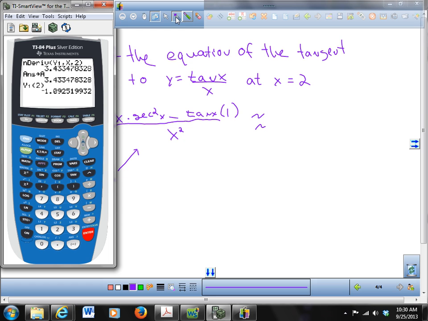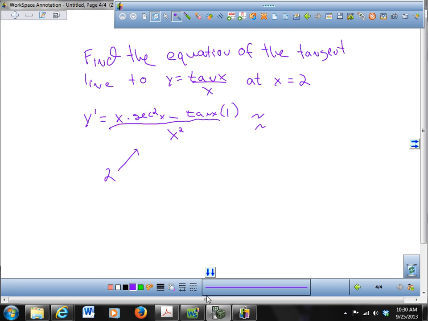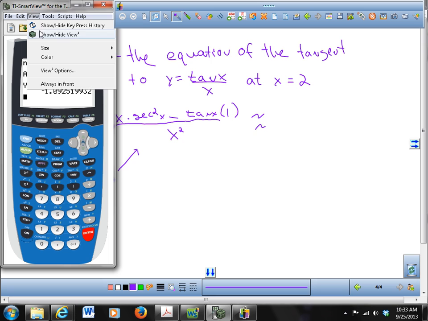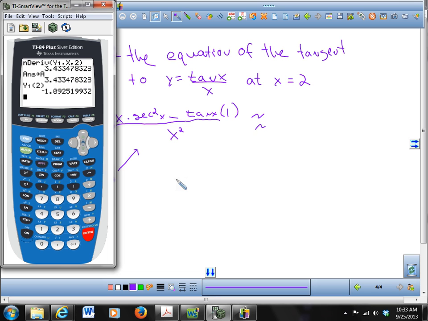So now, if I'm going to write, if you want to unstore, the reason they have you store it, at least in the book, is because in this dumb book, I have to change this view, always, view options, always in front, okay? Now I can write on it.